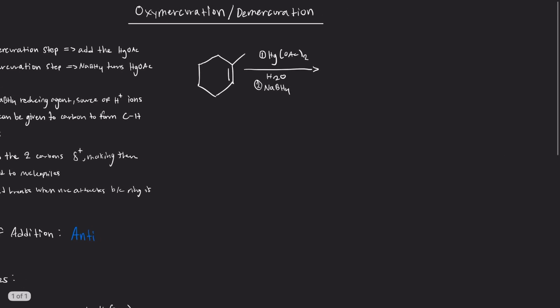All right, so for this first example I have here, I'll be explaining the mechanism. So for this first step, we're adding our HgOAc, which is our oxymercuration step. So if you look here, your double bond is going to go away. And if we assume this methyl is on a wedge, your HgOAc is going to actually form a three-membered ring with your Hg. I'm not going to draw the OAc for now, but just know it's there.